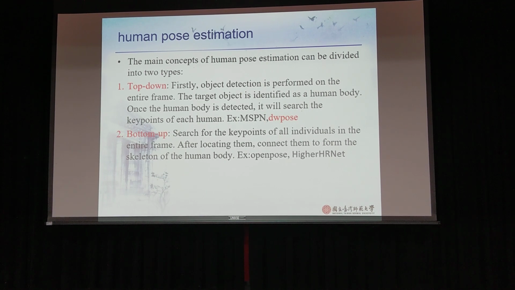And second is the bottom-up approach. The bottom-up approach will find all the key points in the image and connect them to form the skeleton of the human. Generally, the top-down approach tends to be more accurate but time-consuming, while the bottom-up approach is faster but may sacrifice some accuracy. We want a high accuracy to prevent a misjudgment of the skeleton itself. Hence, we choose the top-down pose estimation as our method.